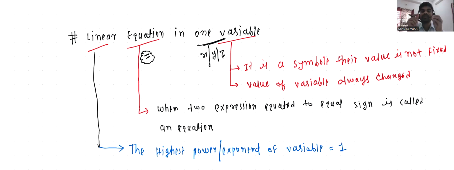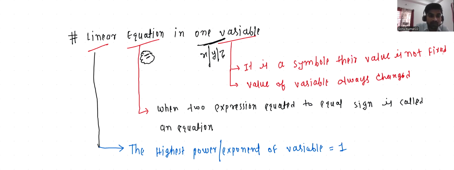So there are three conditions for a linear equation in one variable. First, there is one variable. Second, there is one equal sign. Third, the highest power of the variable is 1. Then it's called a linear equation in one variable. These are the conditions you have to write here. I'm writing in the shortest form so that we can easily understand.